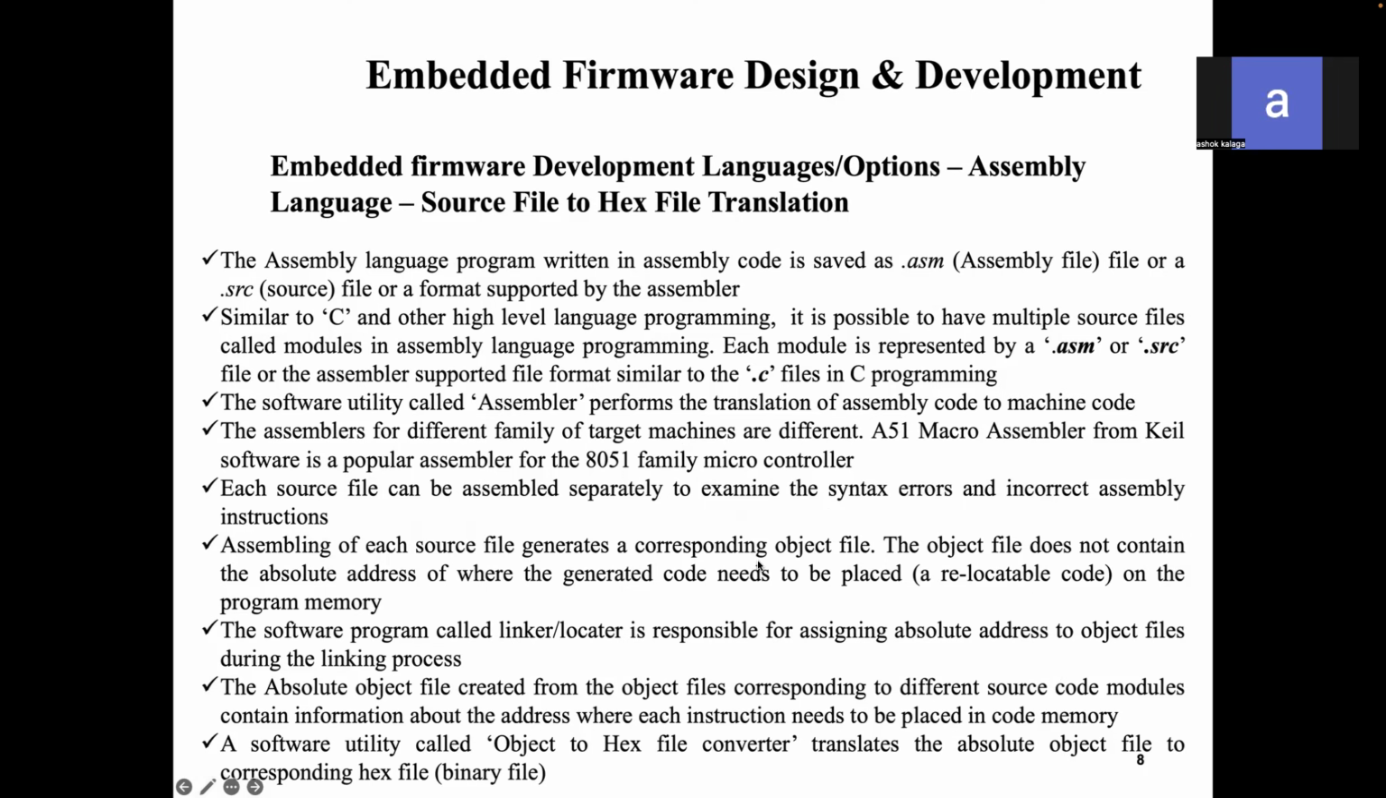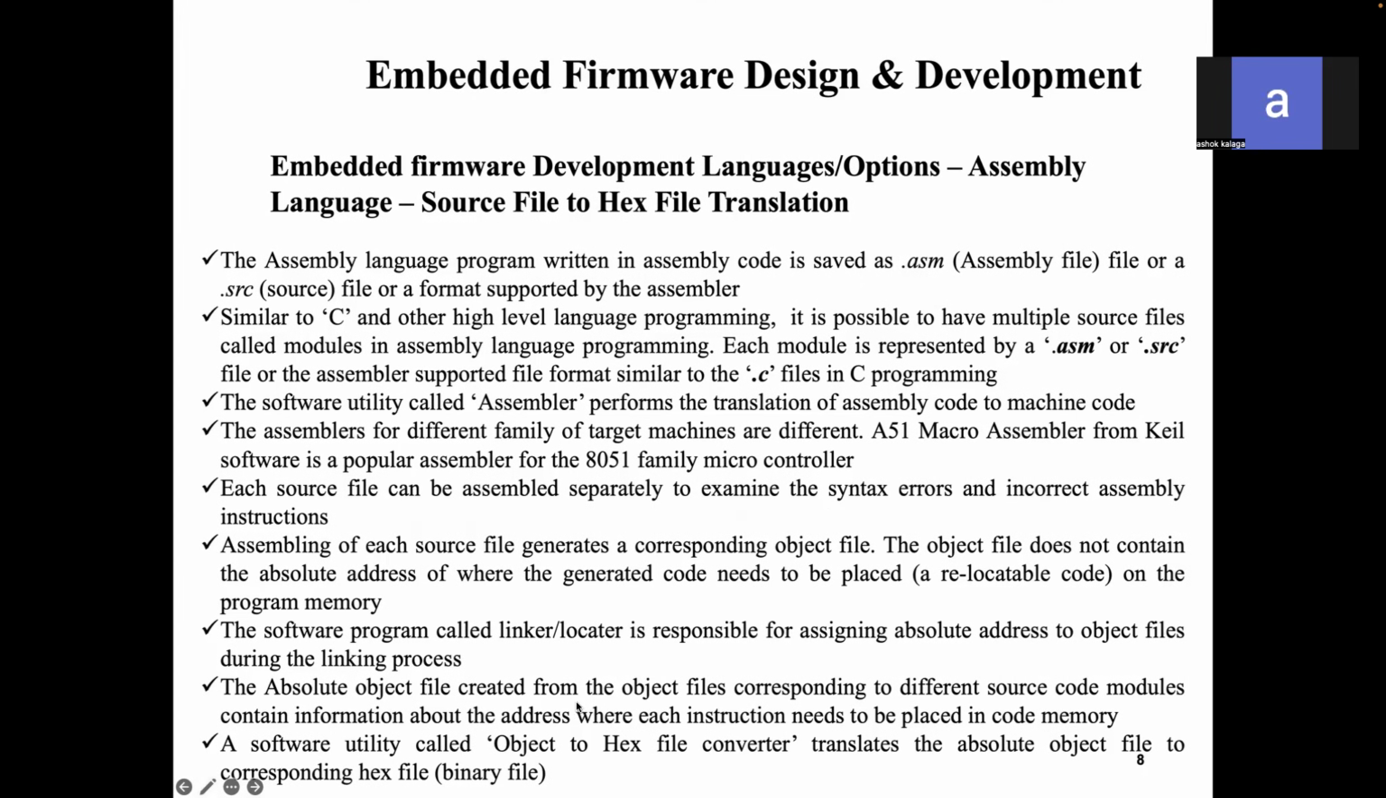The object file does not contain the absolute address where the generated code needs to be placed in the program memory. The assembler converts the .asm file to the .obj file, but that file doesn't contain the absolute address. Here the absolute address is the address at which the object file needs to be placed in the program memory. The software program called a linker or locator is responsible for assigning the absolute address to the object file during the linking process.